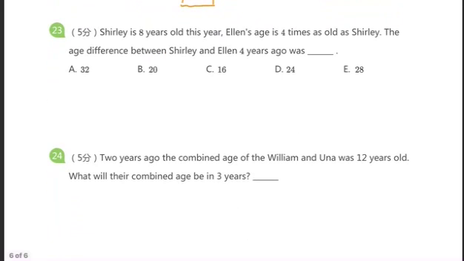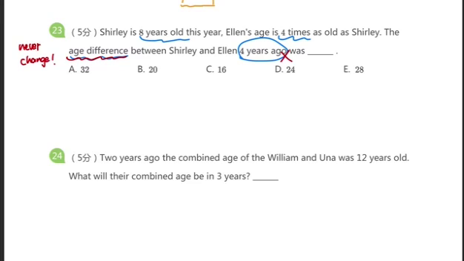Shirley is 8 years old this year. Alan's age is 4 times as old as Shirley. The age difference between Shirley and Alan 4 years ago was. So here the question is asking about age difference, and we learned that age difference never changes. So here is actually a trap in the question. We do not need to find out the ages of Shirley and Alan 4 years ago. We only need to focus on the age now.